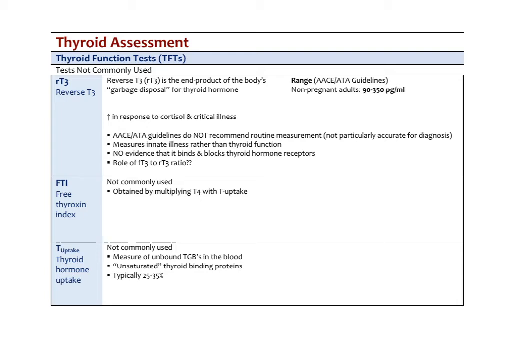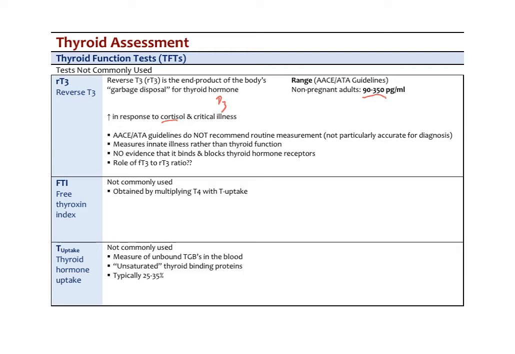So we see an increase of reverse T3 whenever that type 3 deiodinase is activated, and that's going to happen in severe critical illness as well as high cortisol states. Usually it's because of the cortisol and critical illness that this happens, but also because of other mechanisms. The body basically downregulates metabolism, to keep the body alive. So the metabolic responses go down and your reverse T3 goes up. The typical range is anywhere between 90 and 350 picograms per milliliter.